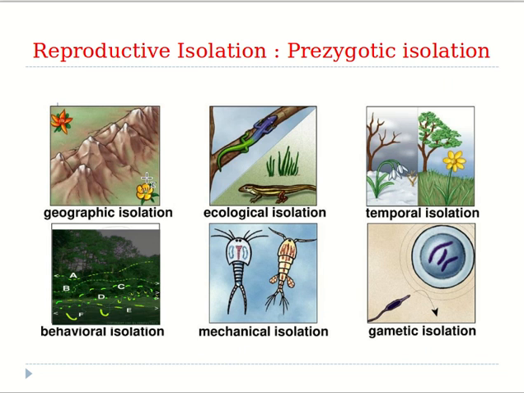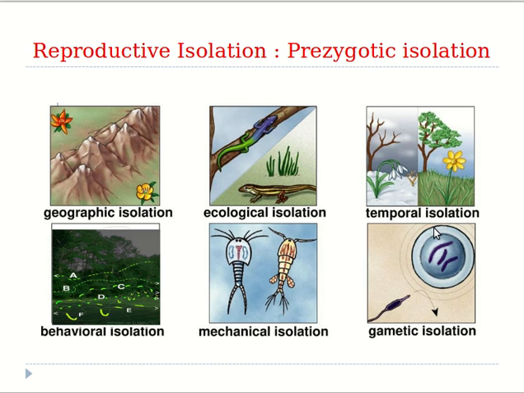Here you can see this one is geographic isolation: two subpopulations of the same species being separated by a geographical barrier, and here it is mountain ranges. Ecological isolation or habitat isolation is where the two subpopulations of the same species survive in the same territory but in different habitats. In this particular example, one is ground dwelling, and the other is found on the tree branches.